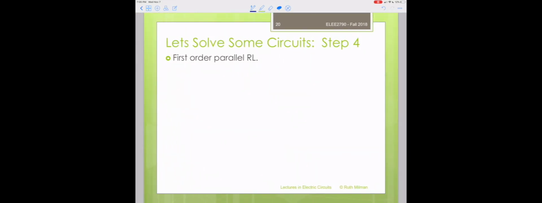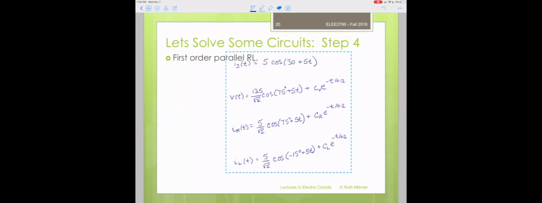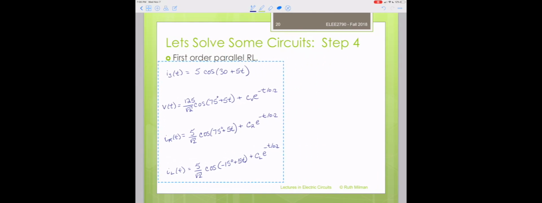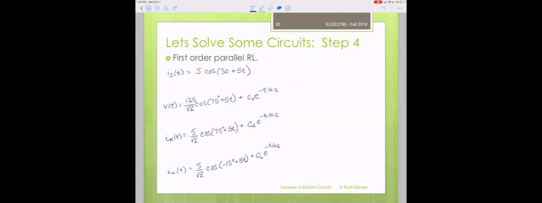So, in order to find the constants, we're going to take a look at each of the equations and identify the initial conditions of the circuit. To start with, we realize that because we have an inductor, the inductor cannot change its current immediately. So even if that current source turns on at 0, the inductor has a current of 0 amps at 0.